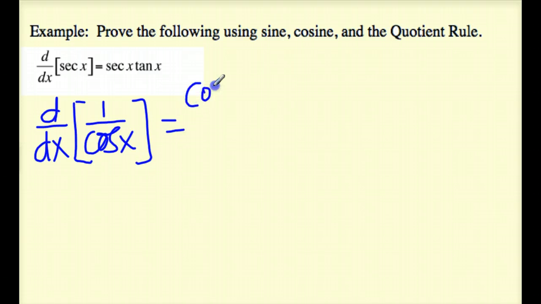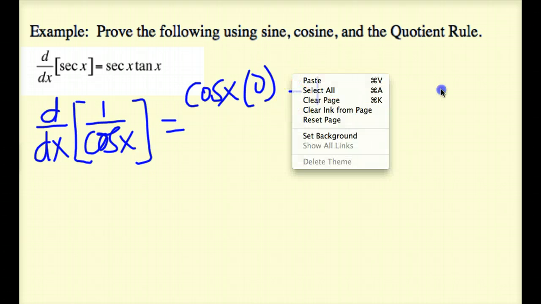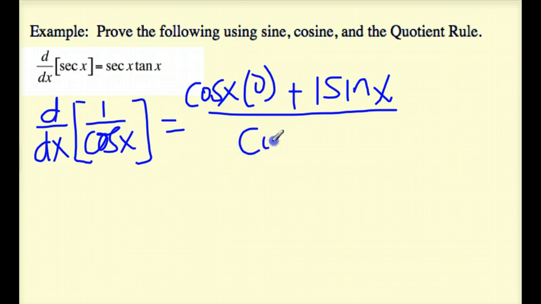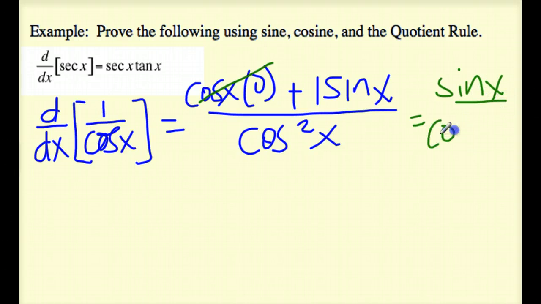So the bottom times the derivative of the top, which is 0, minus the top times the derivative of the bottom, which is negative sine. So that gives me a positive sine of x all over the bottom squared. So cosine squared of x. If you notice, since this is a 0, I'm going to cancel that out. And what we get is sine of x divided by cosine squared of x.